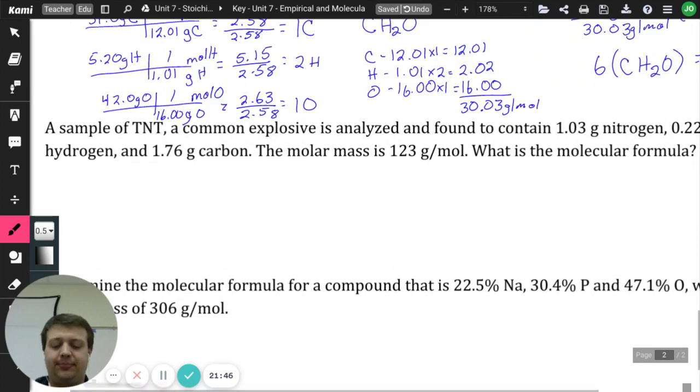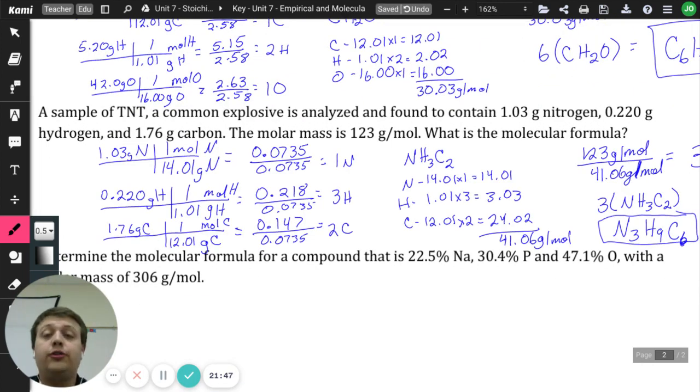All right? Okay. All right, so what you should have first done is convert from grams into moles. Again, we do that using our molar mass. You should have ended up with 0.0735, 0.218, and 0.147. Once you've done that, then you divide by the smallest, which was 0.0735. You should have ended up with 1, 3, and 2. So you had 1 nitrogen, 3 hydrogen, and 2 carbon. That would be our empirical formula, NH3C2.